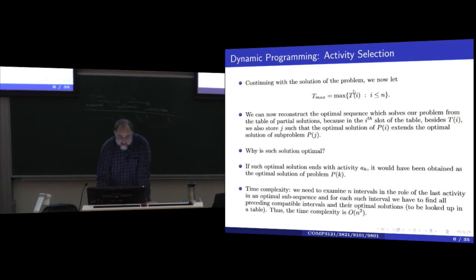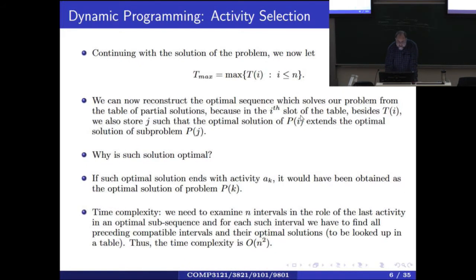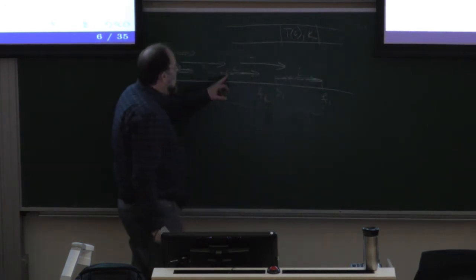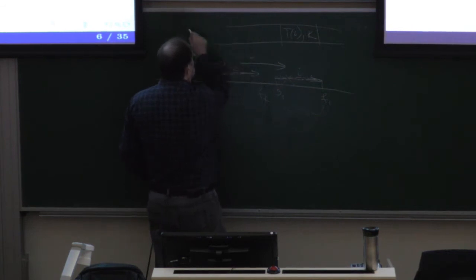We go through our table, look at the lengths of all optimal solutions, right? And we pick the one that is the longest of them. And of course, you remember we also record, besides Ti, the activity j, so that Pi extends the optimal solution of the problem Pj. So for example, here in the table, in the ith slot of the table, as you fill it, you will put T of i, and you will put here, on the board I used k, which tells you what activity is extended.